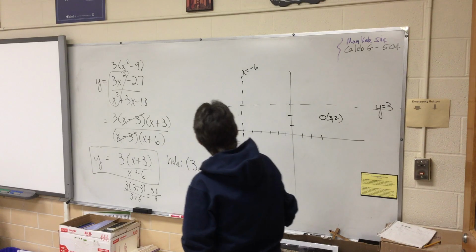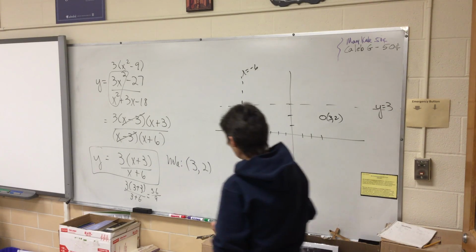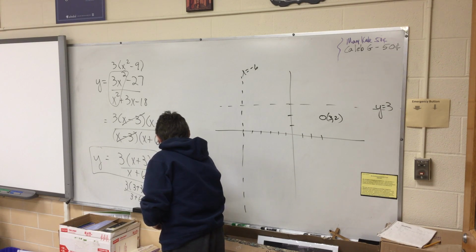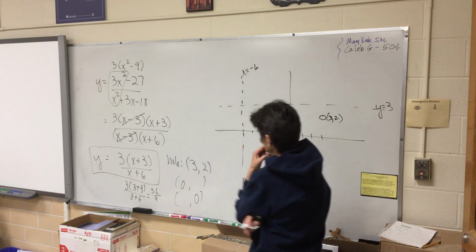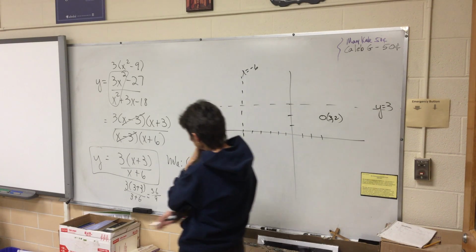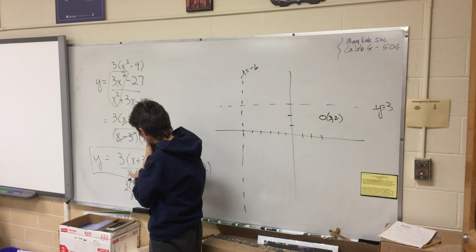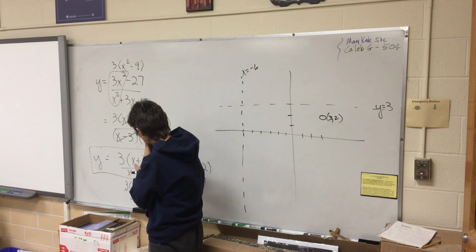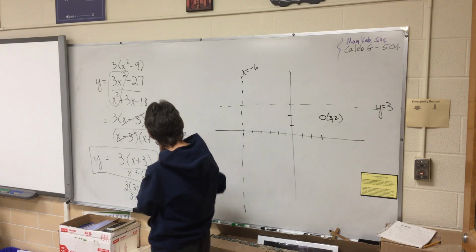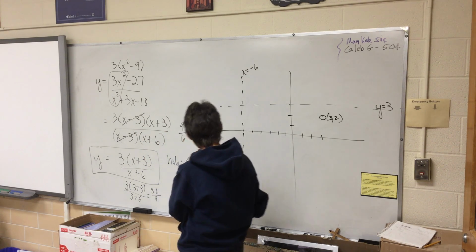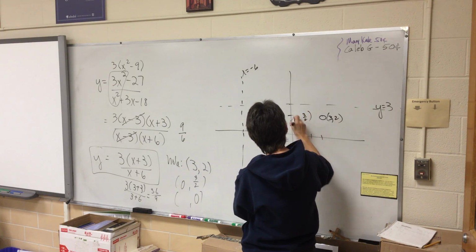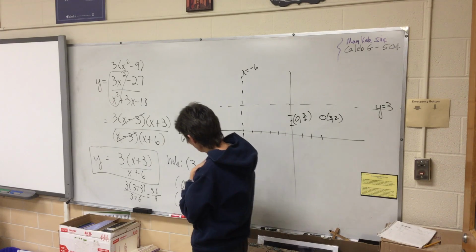All right. What about intercepts? Where do I have my intercepts? Well, let's see. If I put in zeros for the x's, put in a 0 and a 0, I'm going to have 9 over 6, 3 halves, which is 1 and a half. Putting in a 0 for my x.